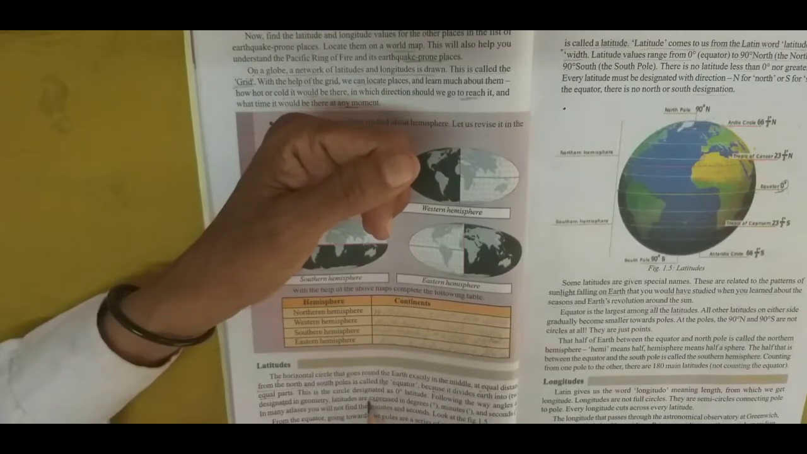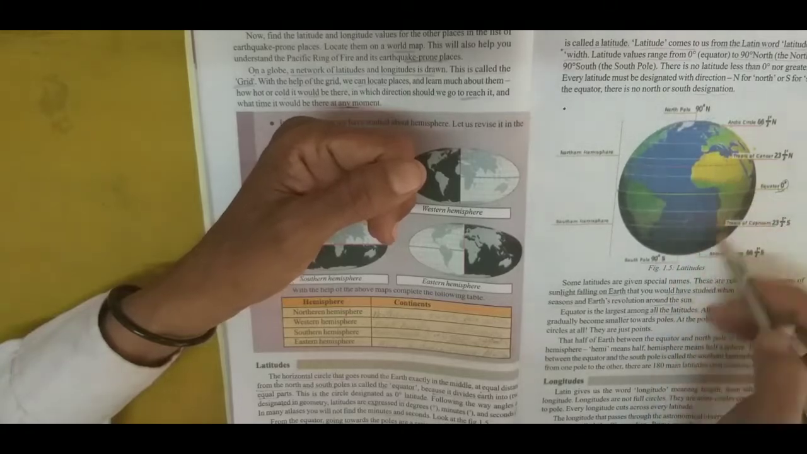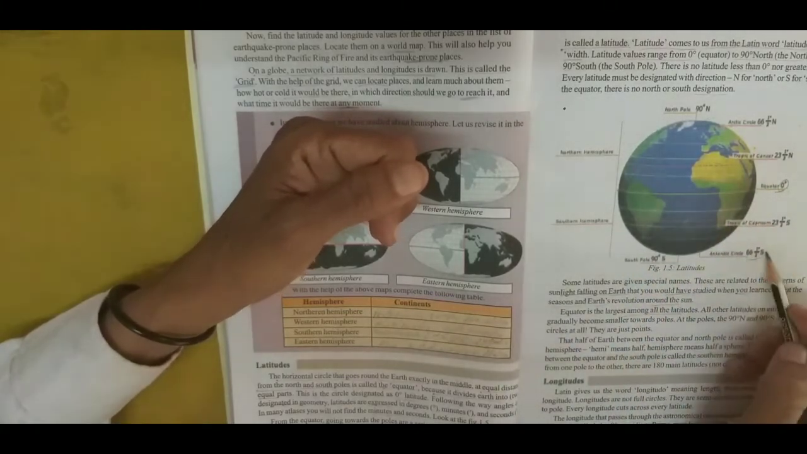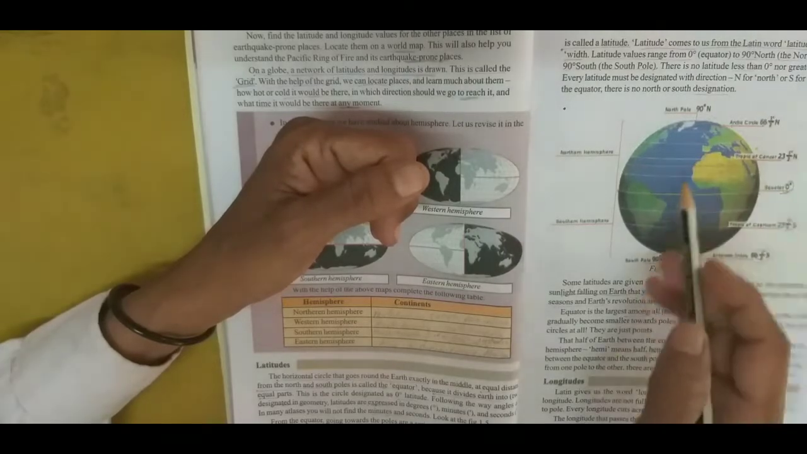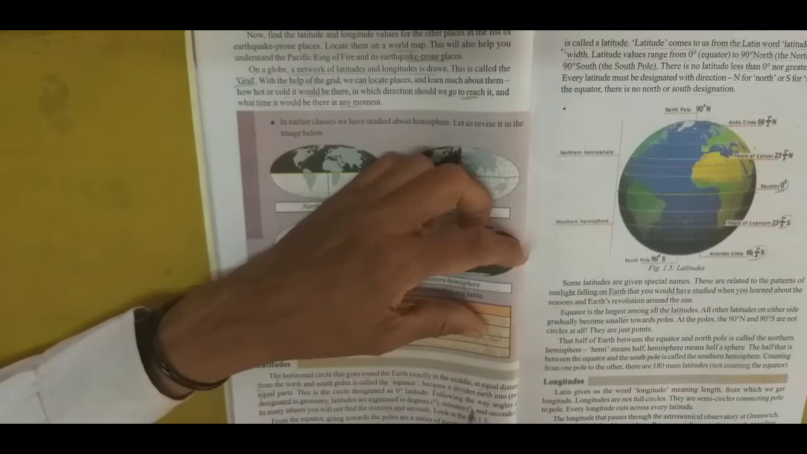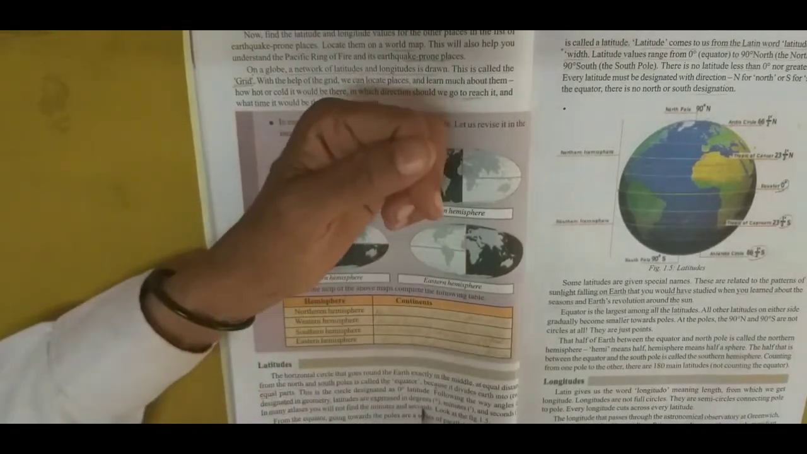Following the way of angles in geography, latitudes are expressed in degrees. So latitudes are shown in what? In degrees. These are the latitudes, and they are shown in degrees, minutes and seconds. In many atlases, you will not find the minutes and seconds.